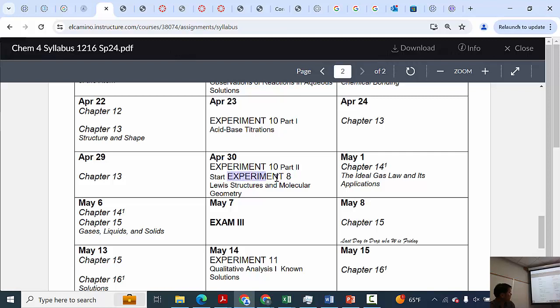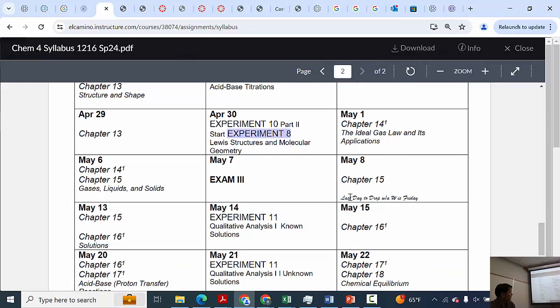For tomorrow, we're going to do experiment 8. So take a look at that. We've actually already started it, and we'll continue working on that tomorrow. The last day to drop is Friday, and the exam is going to be mostly multiple choice with a couple of free response problems. So you'll have to draw an energy level diagram, Lewis structures, maybe a three-dimensional structure that is a molecular geometry as well. We'll look at that today.